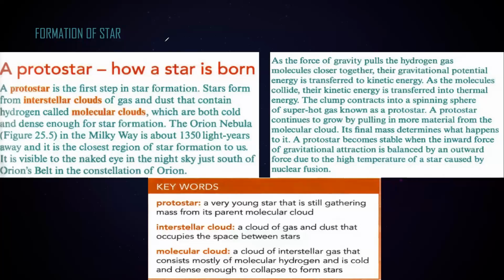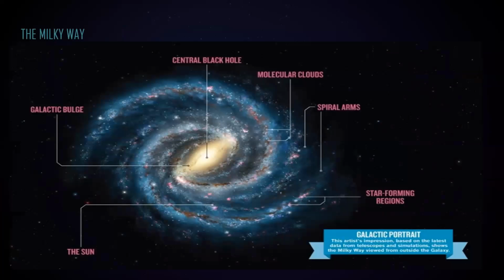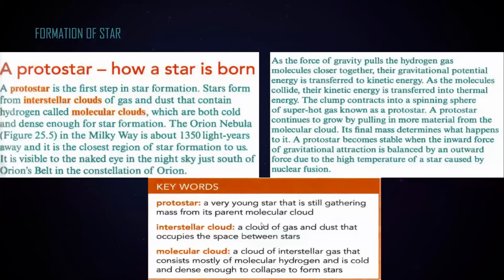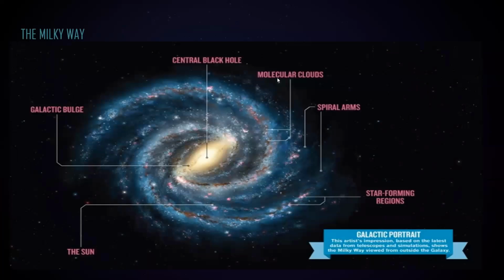What is the interstellar cloud? The interstellar cloud is a region between the different stars, a cloud of gas and dust that occupies the space between the stars. That is called an interstellar cloud. And in this interstellar cloud, we have a molecular cloud. What is a molecular cloud?